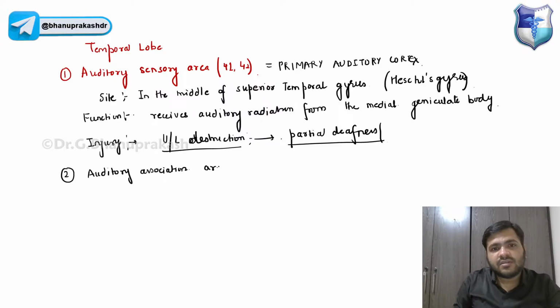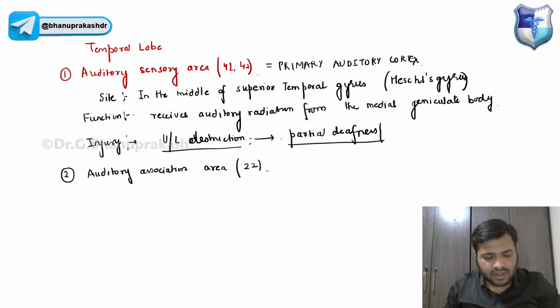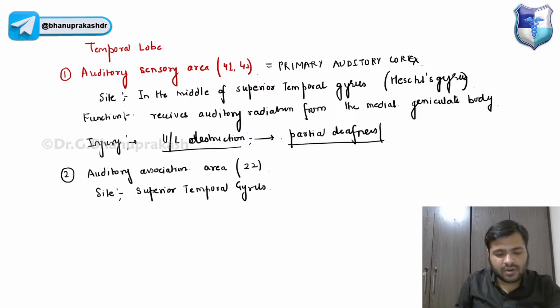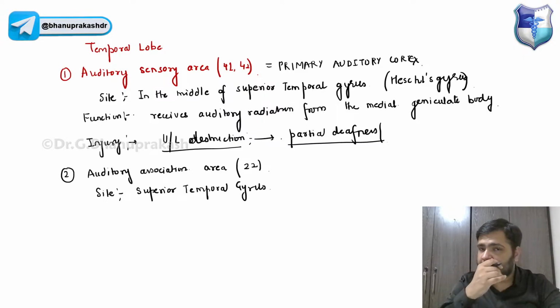Auditory association area, and remember that this area is area 22. The site remains the same: it is the superior temporal gyrus. Superior temporal gyrus, guys. I already told you that area 22 includes the Wernicke's speech area.